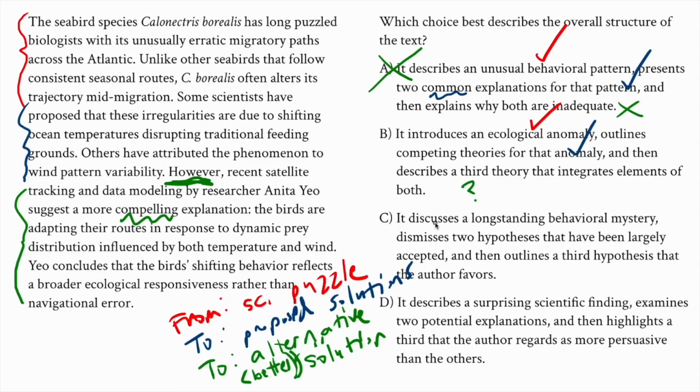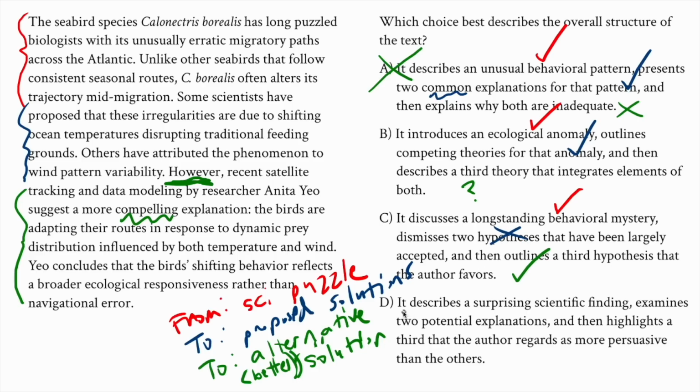So answer choice C, it discusses a long-standing behavioral mystery. And once again, I think it starts out just fine, because if scientists have long puzzled over this, that means it is something mysterious and long-standing. And it is, yes, behavioral. So it dismisses two hypotheses that have largely been accepted, and then outlines a third hypothesis that the author favors. So here I would say that our first and third parts are really good, but I don't think that it really dismisses those two hypotheses.